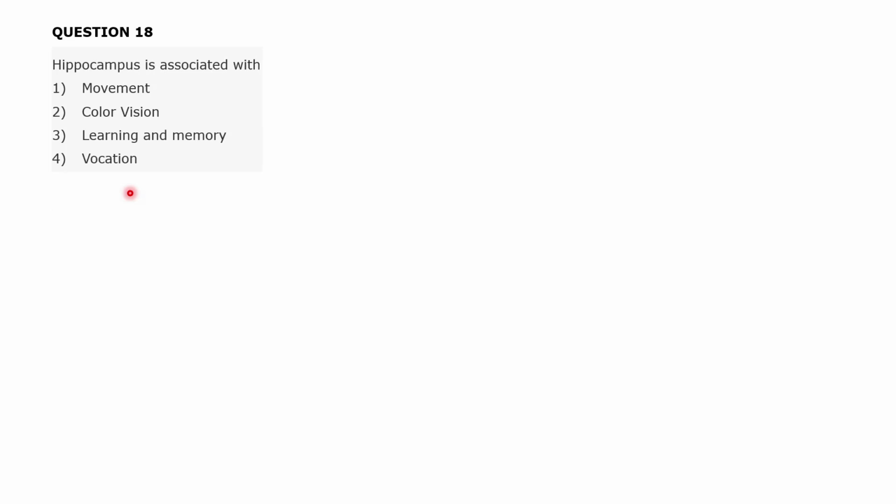Question number 18. Hippocampus is associated with movement, color vision, learning and memory, or vocation. Which might be the answer? Option 3, learning and memory. So I think everyone agrees with that particular option, right? Learning and memory. This was also discussed earlier, in the previous week, I think the week before that.